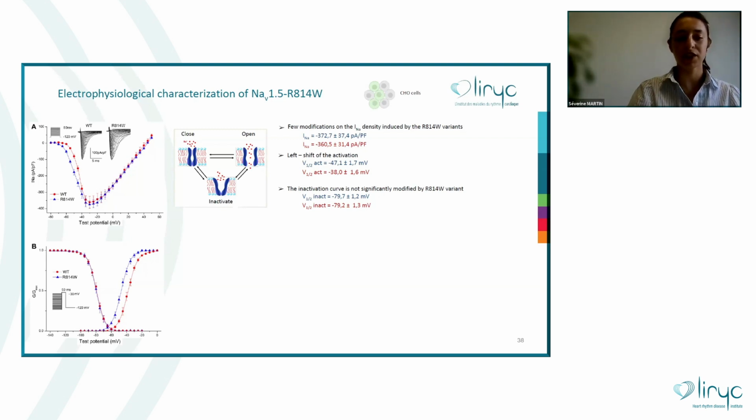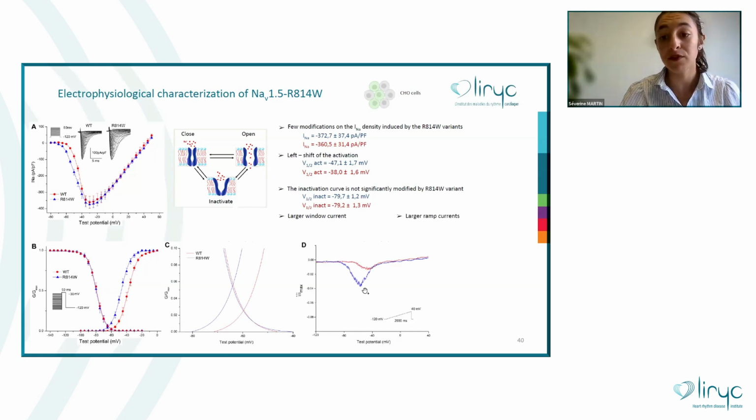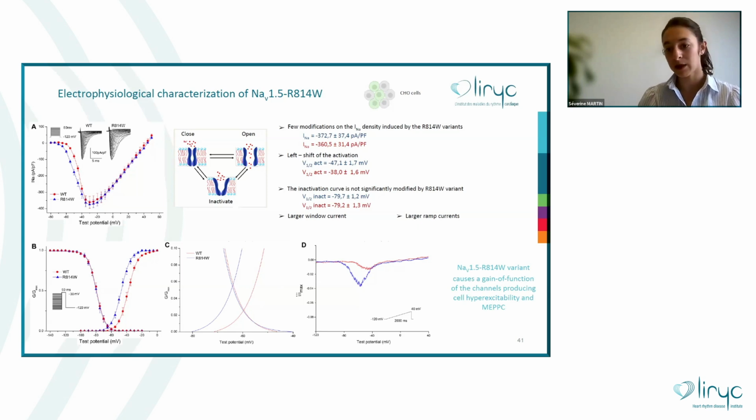The left shift of the activation curve contributes to the quicker activation of the mutant channel compared to the wild-type channel. And this shift also contributes to larger window currents and an even larger ramp current. So as a conclusion, the mutant channel, the R814W, causes a gain of function of the channel, producing cell hyperexcitability and the MEPPC syndrome.